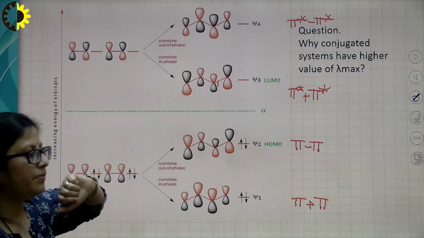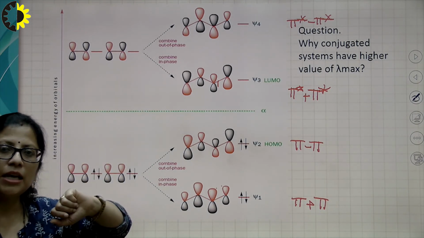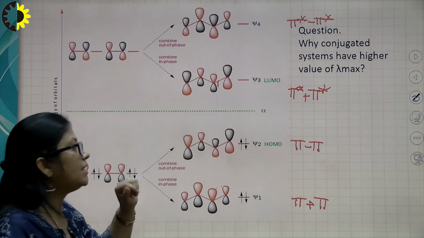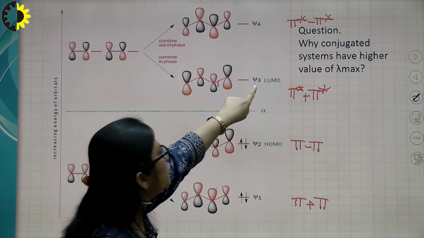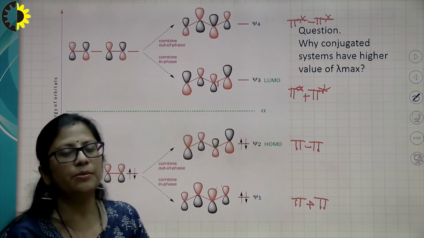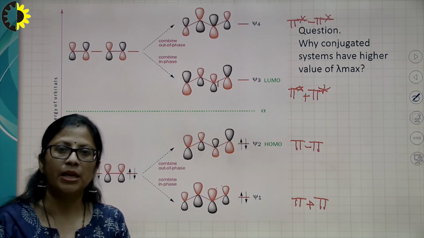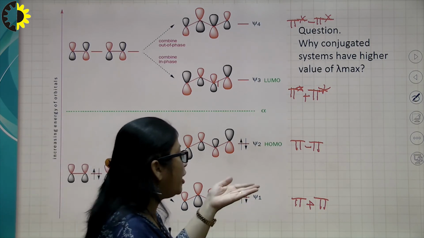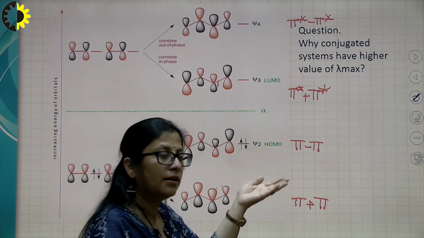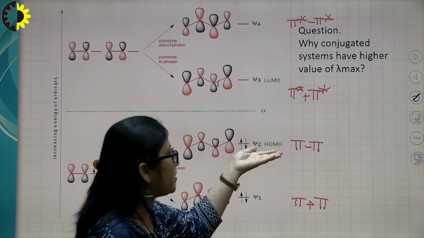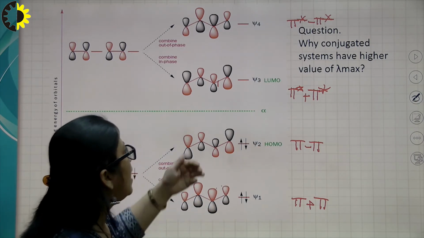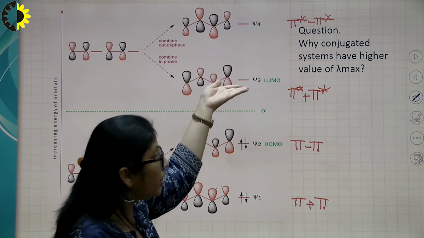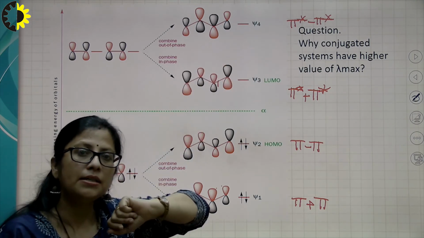So, when transition takes place in the case of conjugated dienes, it takes place from the highest occupied molecular orbital to the lowest unoccupied molecular orbital. So, the bonding energy gets elevated. You can see the psi 2 is at a higher energy level in comparison to the psi 1, and psi 3 is at the lower energy level in comparison to the psi 4.